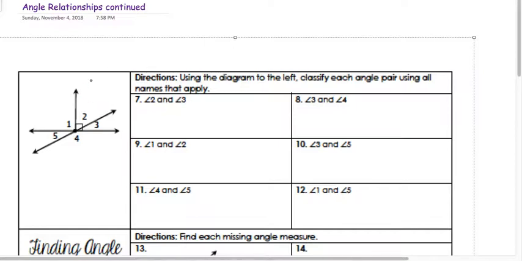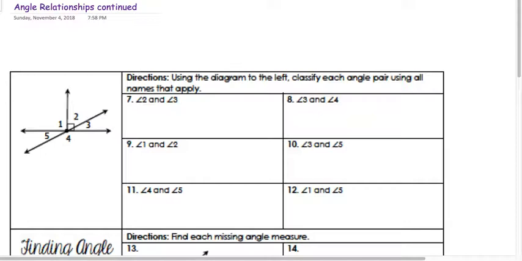All right, and I'm going to highlight this as I go because I don't want this to confuse you. I'm going to highlight angle 2. And then it's telling us angle 3. So I'm going to highlight that as well. Let me do that a little better. There we go. So we've got angle 2 and angle 3.